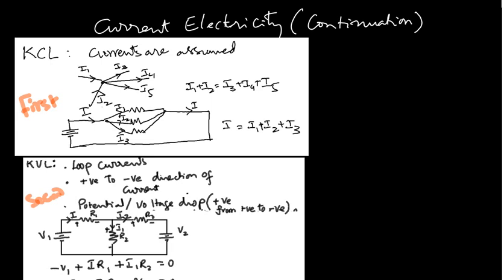What does the second law indicate? You have, for example, these are called loops. This is one loop and this is another loop. A loop is basically a closed path in the circuit. So we always assume the currents to be like this. The currents going will be in a clockwise direction.